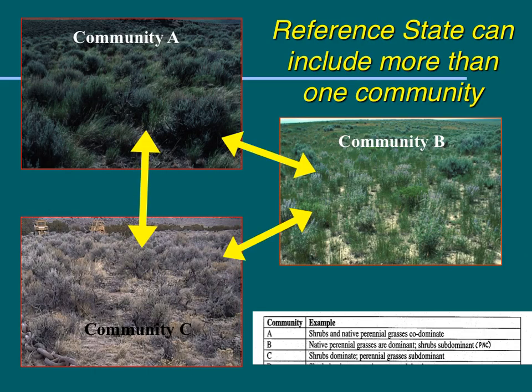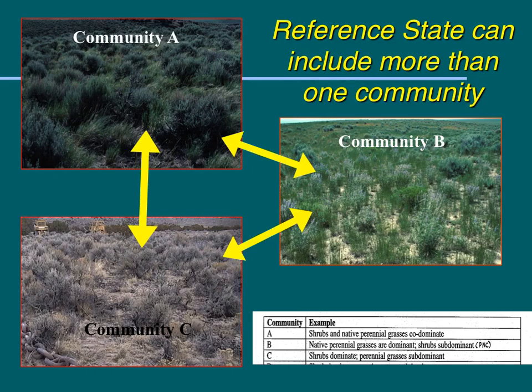So when we think about a reference state, and we've seen the state and transition models, we know that within those models we have the possibility of having several different kinds of plant communities within that state one or climax plant community box. So a reference state doesn't have to be a single type of plant community. In this particular one, we've got a reference state with community A, B, C, and each one of these is a version of the reference state.